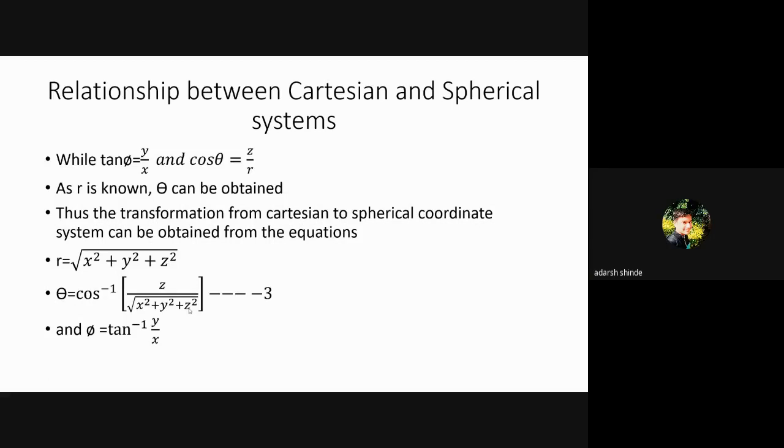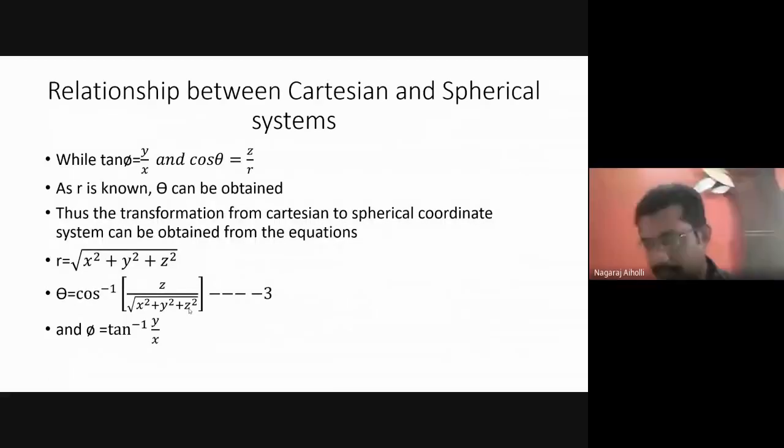Sir, 32.31 degrees. Correct, 32.31 degrees. Fine. Next, find out the phi value. Phi is equal to tan inverse y by x. Find out phi. I hope others are getting the values here.